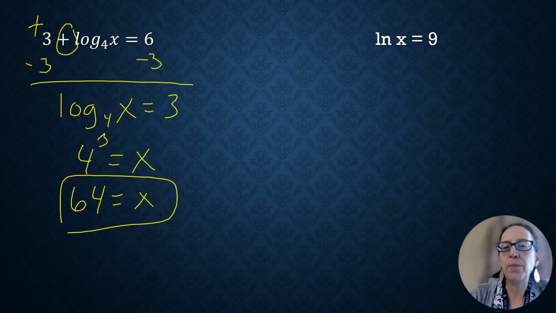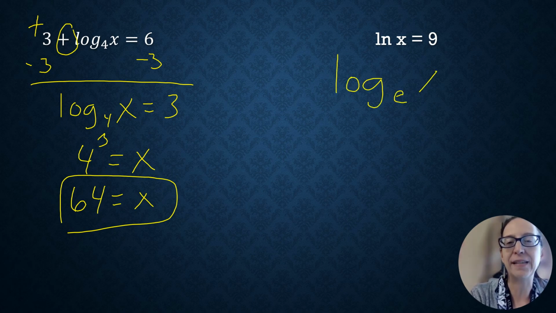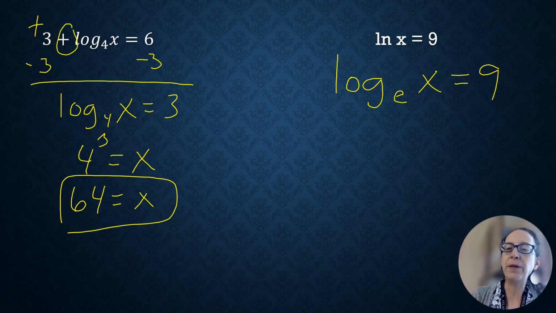And then the last example is natural log of x is equal to 9. You can skip over a step, but I'm going to do a little bit of a middle step. Here's a reminder that the natural log is equal to log base e. You do not need to do that step, but for a lot of people, it is nice to have the log base e, because then you can actually see the base.